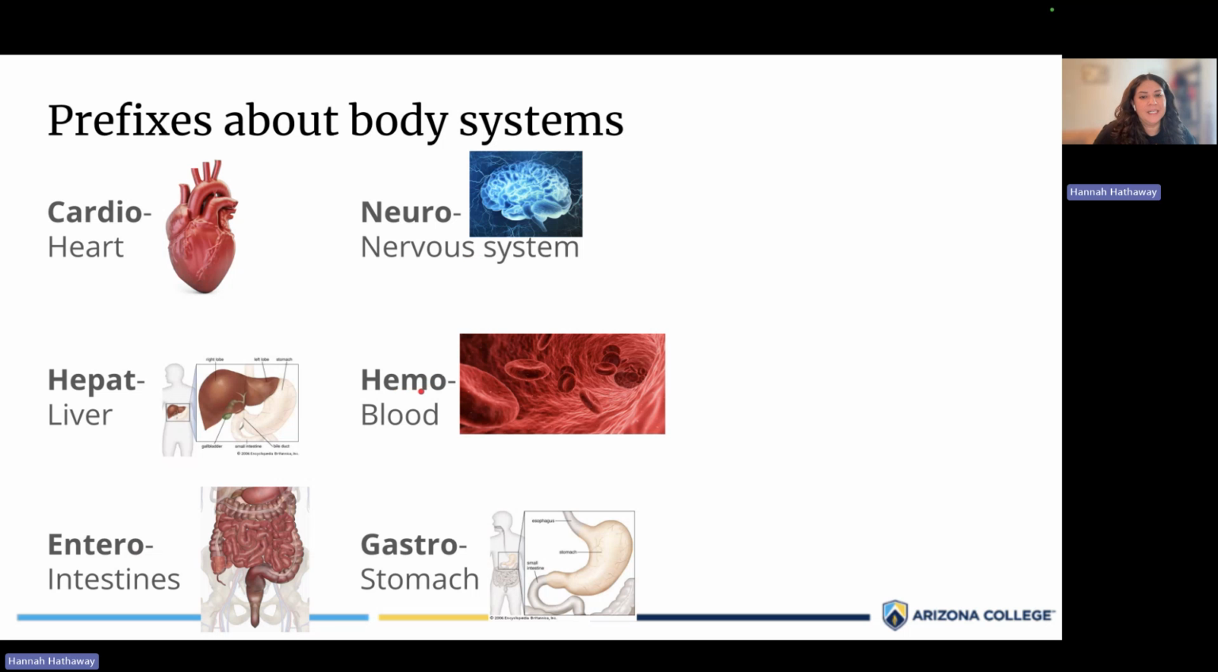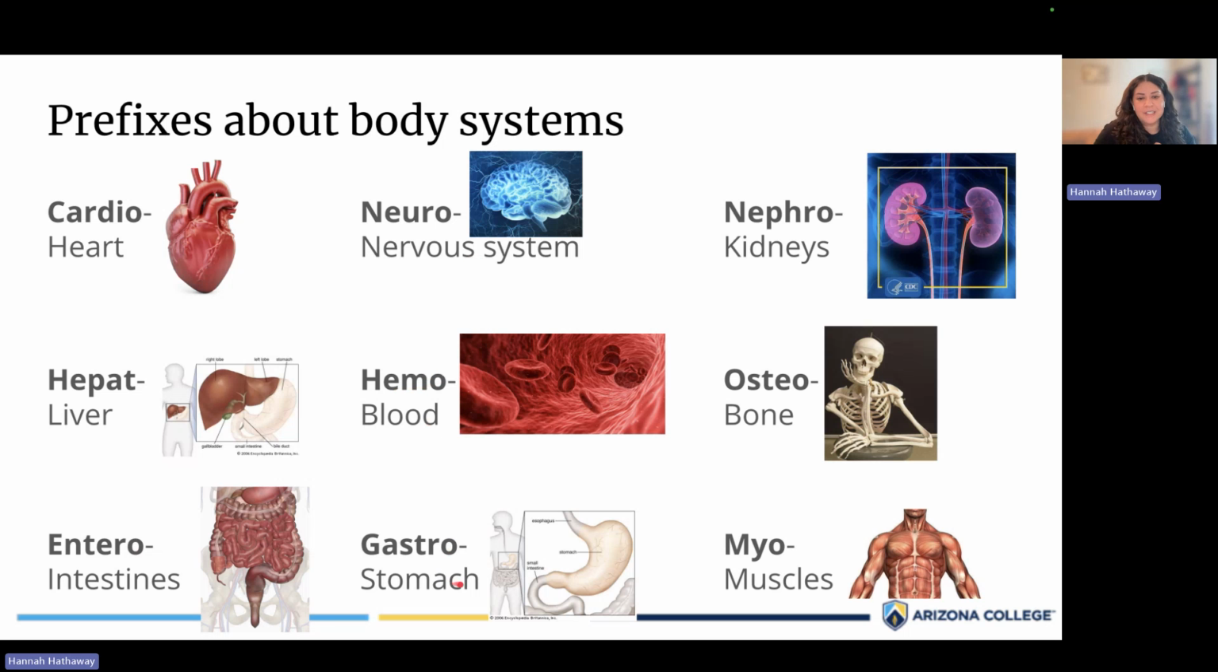Hemo or hema is related to the blood. Gastro is related to the stomach. Nephro, or sometimes renal, is related to the kidneys. Osteo is related to bones, and myo is related to muscles. You will learn different diseases and disorders that use all of these different prefixes. So definitely worth memorizing now because it's going to give you hints later on in the course.